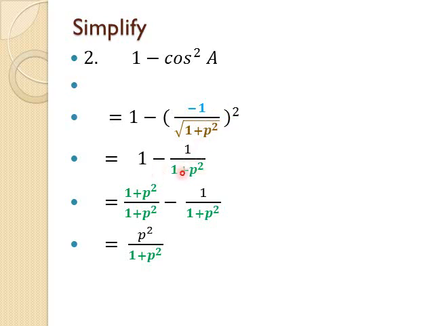Right, to add two fractions, denominators must be the same. So therefore I write 1 as 1 plus p squared divided by 1 plus p squared. Anything divided by itself will always give me 1. So from there now the denominator stays 1 plus p squared. But if I add my numerators, 1 minus 1 cancel, and I'm left with p squared.